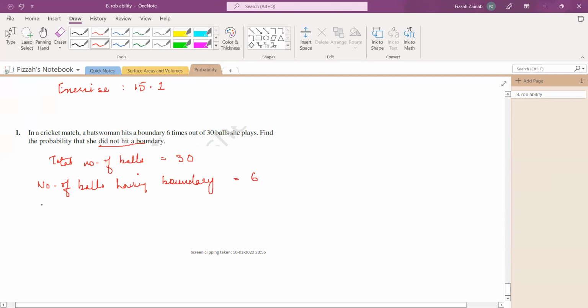So the number of balls having no boundary, how will you find out? Ma'am, 30 minus 6. Very good. So total number of balls she has played 30, and in 6 she had scored a boundary. So that means in 24 balls there is no boundary. Yes. Now find the probability of not hitting a boundary.